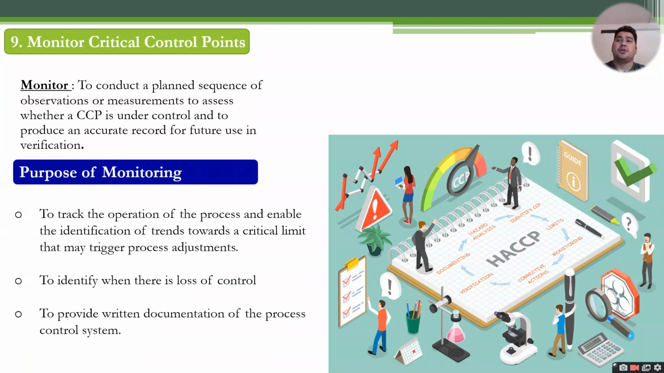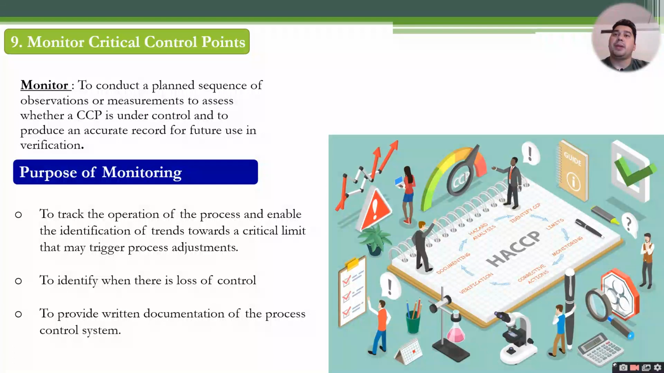Now, monitor critical control points. Now you have identified the critical limits and the critical control points. One of the critical control points is cooking. The critical limit is 75 degrees Celsius. So how can you monitor that you will achieve that 75 degrees Celsius?